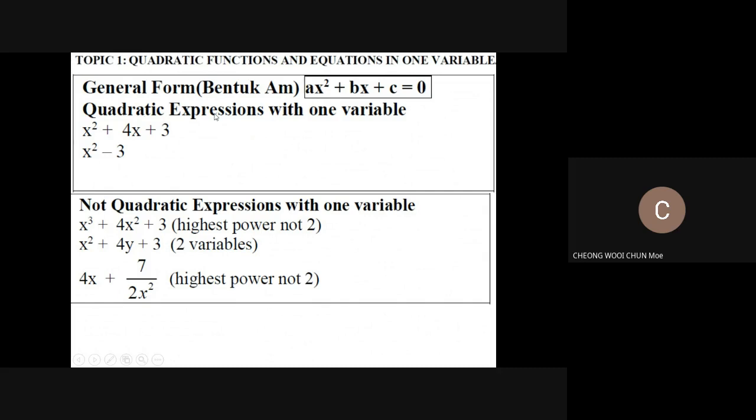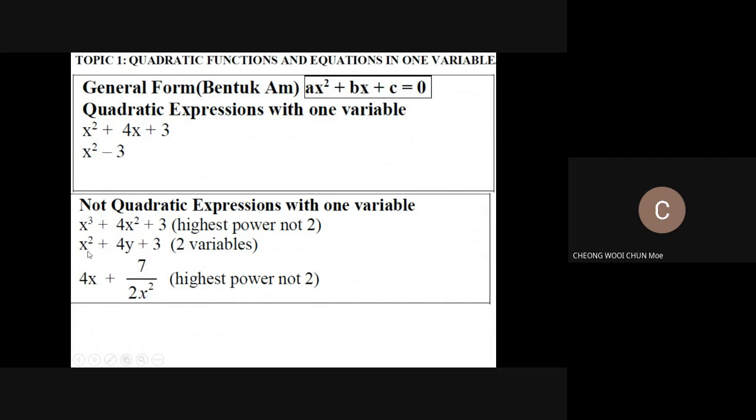A quadratic expression is called an expression. Quadratic means x power 2. One variable means the highest power is x power 2. It can have x, or without x also can, but it must have x power 2. One variable means one unknown only, x only or y only. It cannot be yx, as that is two variables, so not a quadratic expression with one variable. This is not quadratic, this is cubic, because the highest power is not 2.